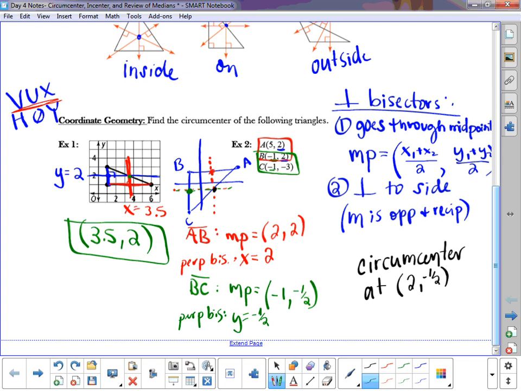Now please, when you do this, go back and do a quick check. I don't want you to do all this work and then in the end get it wrong because you flip-flopped your x and y values. So make sure you put your x value first and your y value second.